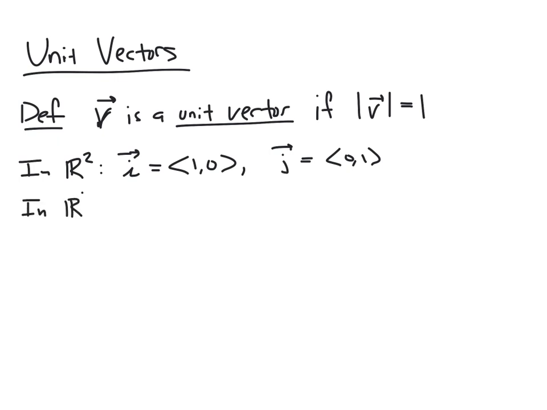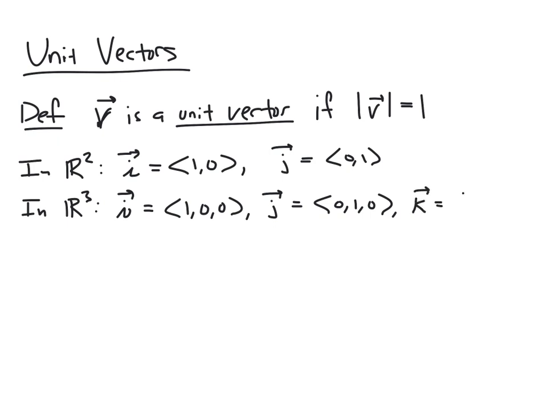In R3, we have corresponding vectors. We have vector i, which will have a first component of 1 and the other two components of 0. We have a vector j, which will have a second component 1, and the other components will be 0. And then we have a third vector here that we call k, which will be the vector 0, 0, 1. Likewise, all three of these are easily shown to be unit vectors. Notice that there is no k in R2. There's just no third component there.